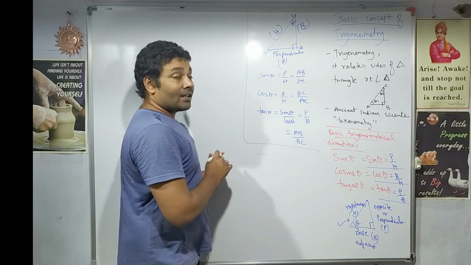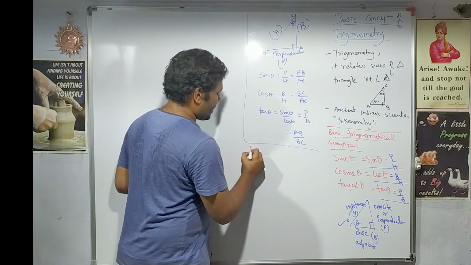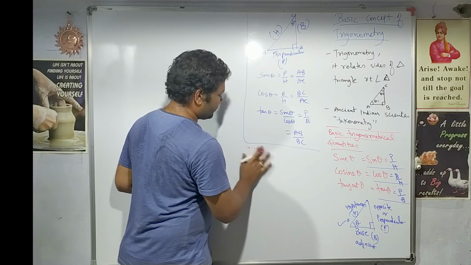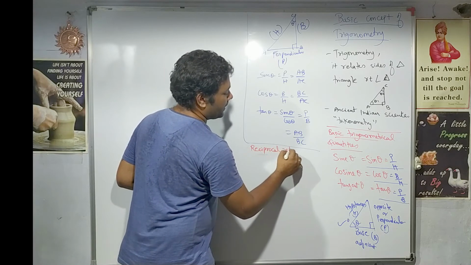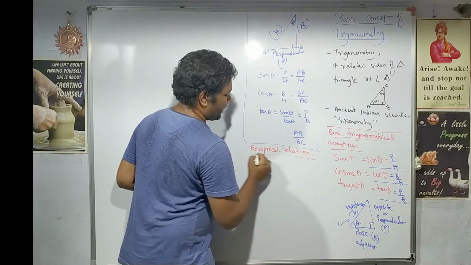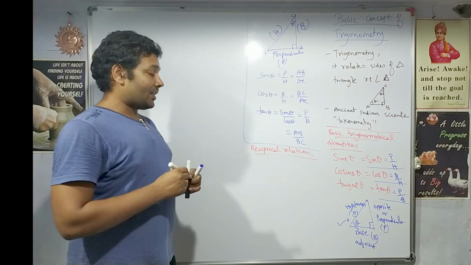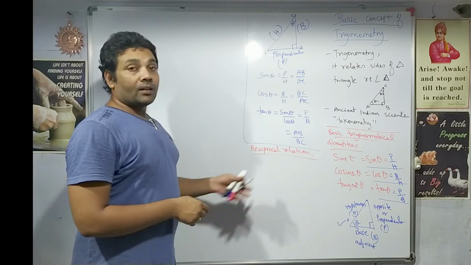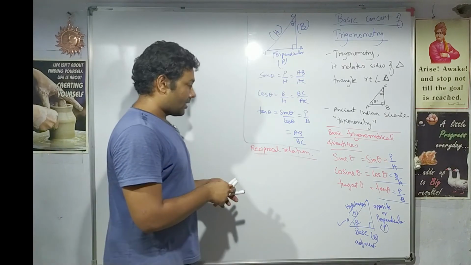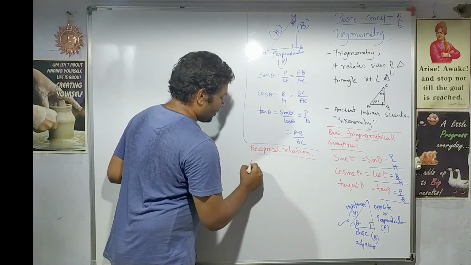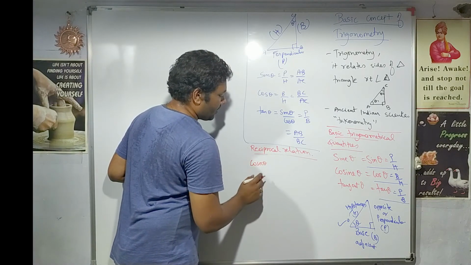Then the next set of trigonometrical quantities we have is the reciprocal relation. Reciprocal relation means the reverse of sine, the reverse of cosine, and the reverse of tan. So let us note down cosec theta.